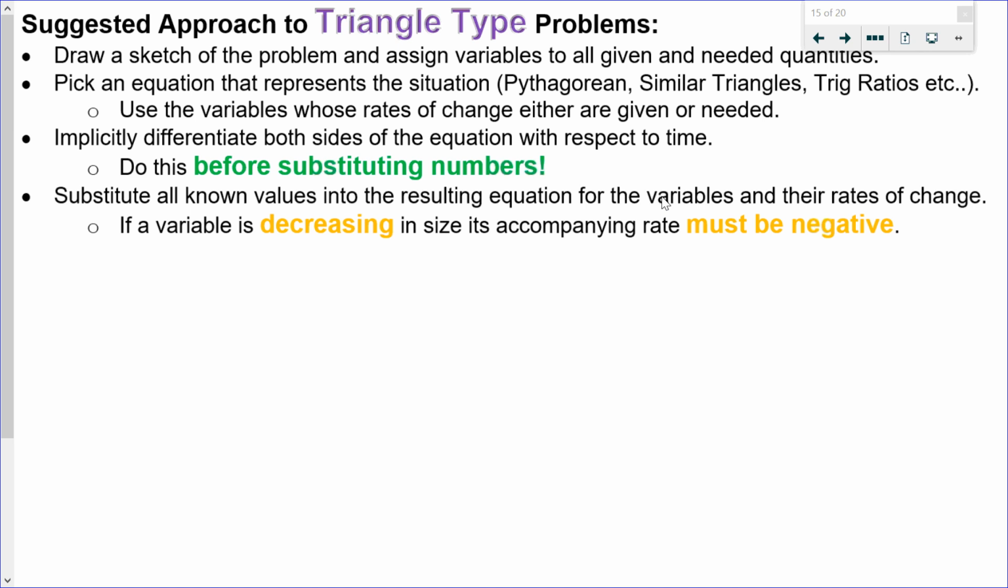Now, because these are dealing with triangles, I want you to pick an equation that represents this situation. So you might be looking at similar triangles, Pythagorean relationship, primary trig ratios, etc. Use the variables whose rates of change are either given or needed. Once you've done that, implicitly differentiate both sides with respect to time, of course doing this before you substitute numbers. Once you've taken the derivative, you can substitute in the values and solve for the variable that you need.